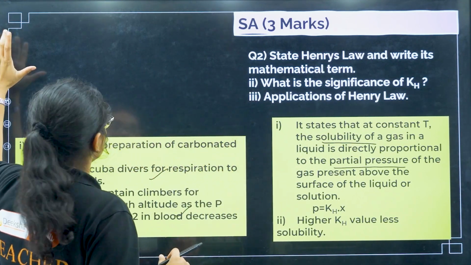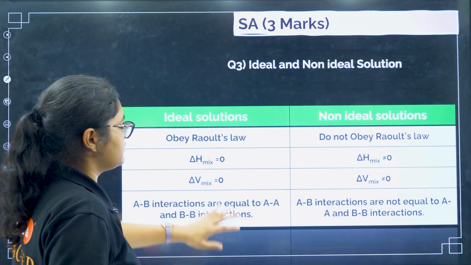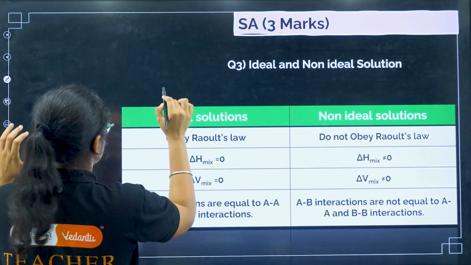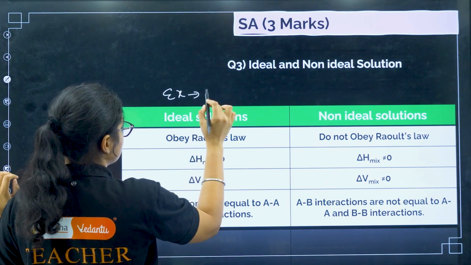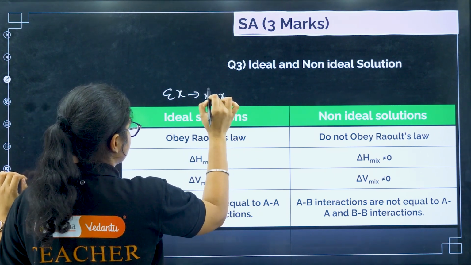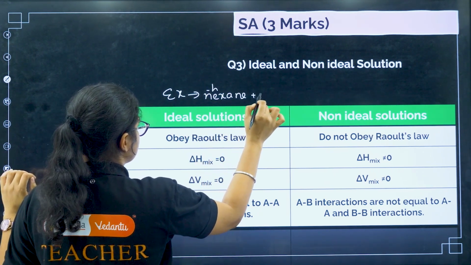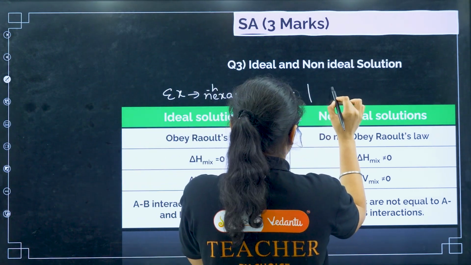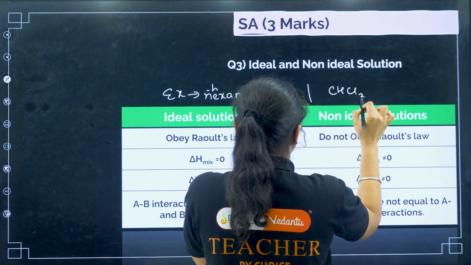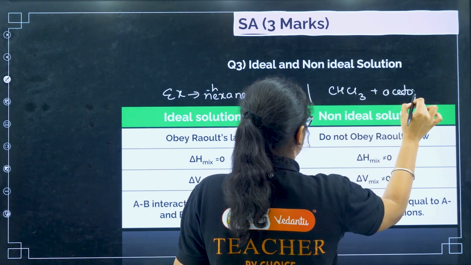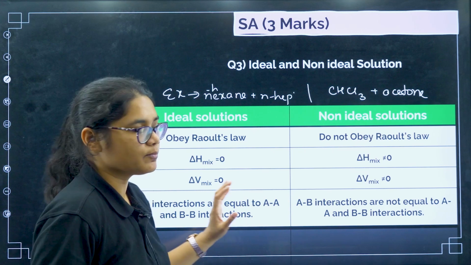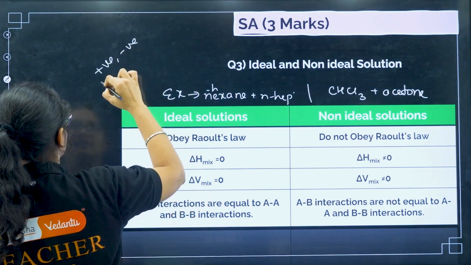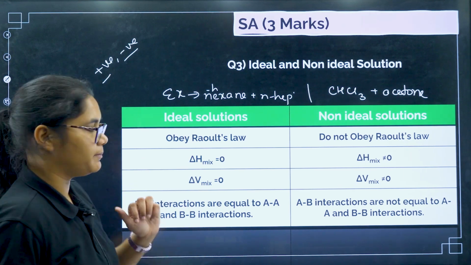Okay. Next, moving to ideal and non-ideal solutions. So the difference between ideal and non-ideal solutions, and you should also be learning about their examples. So quickly revise their examples. For example, here we have n-hexane plus n-heptane. Okay. Here you can write any example. For example, I can write CHCl3 plus acetone. Okay, positive, negative, any deviation you can write down. Apart from this, also revise positive and negative deviation. Their differences also you should prepare.